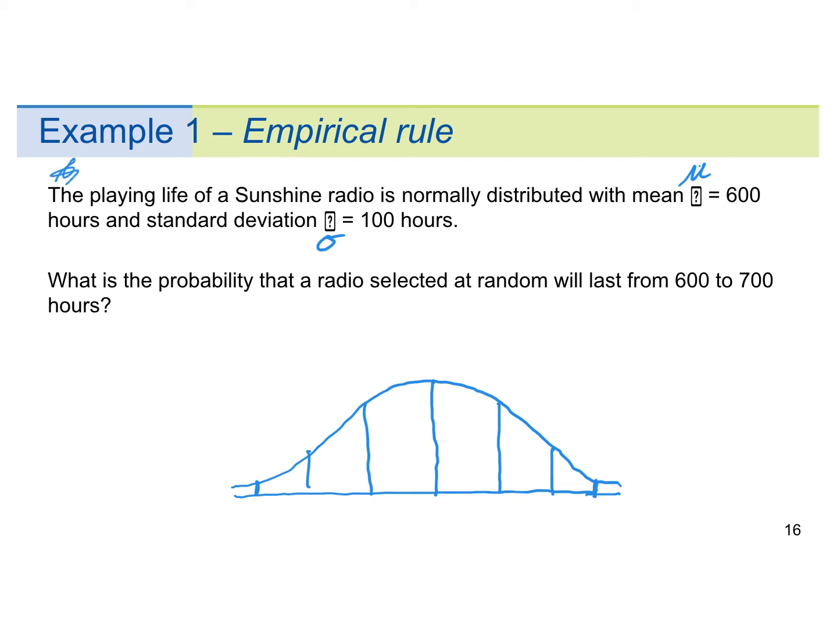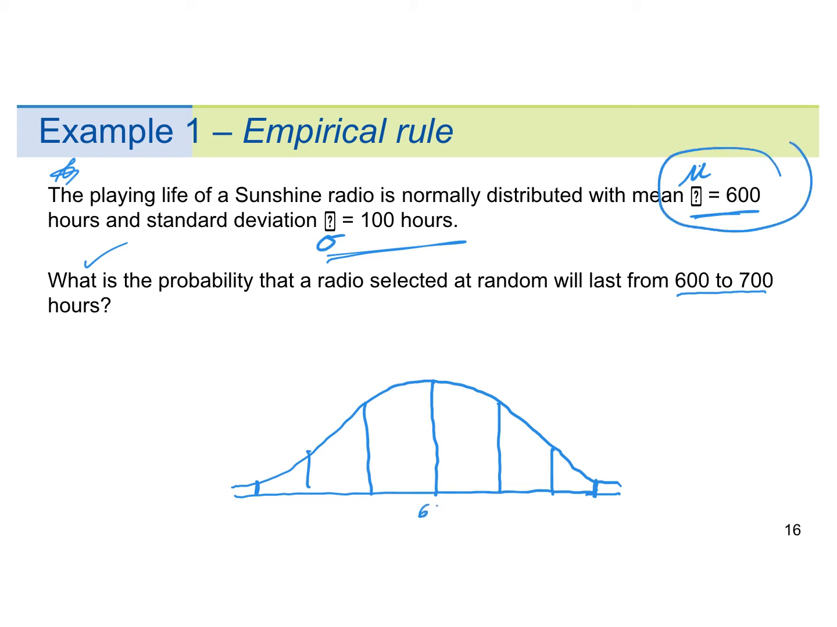It says, the playing life of Sunshine Radio is normally distributed with a mean of 600 and a standard deviation of 100. Okay, units are in hours. Their ultimate question is, what is the probability that a radio selected at random will last between 600 and 700 hours? Well, I'm going to first show you how to label.